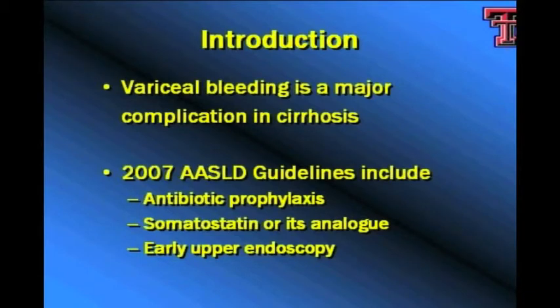The recommendations include, number one, the use of antibiotic prophylaxis for spontaneous bacterial peritonitis. Number two, the use of somatostatin or its analog. And number three, early GI consultation for upper endoscopy within 24 hours. However, the recent survey and also our retrospective data show that these measures were underutilized. Our problem is how we can improve our quality of care in this type of patient.